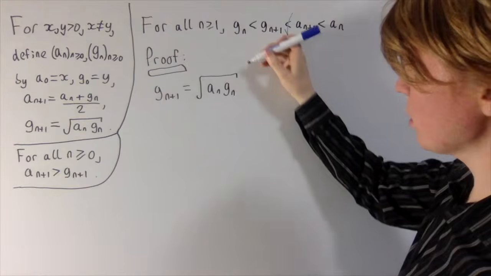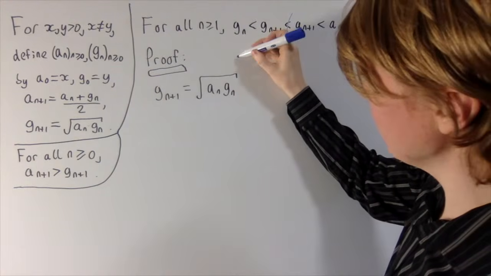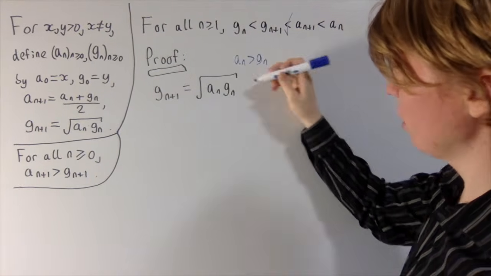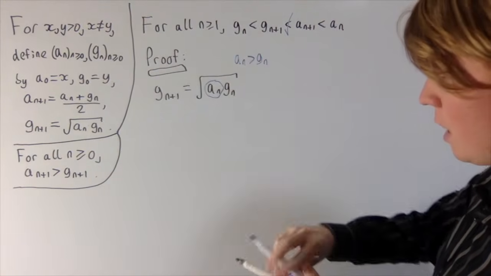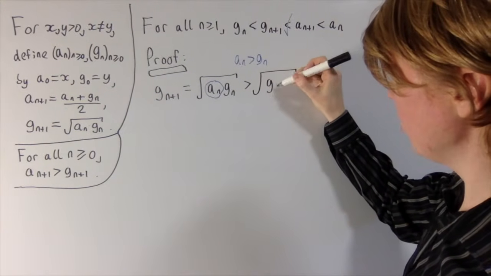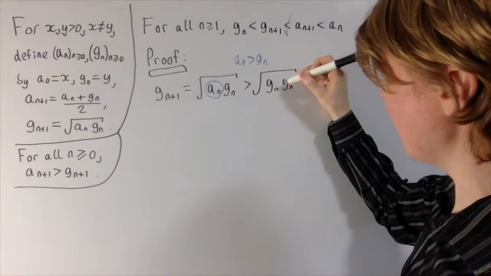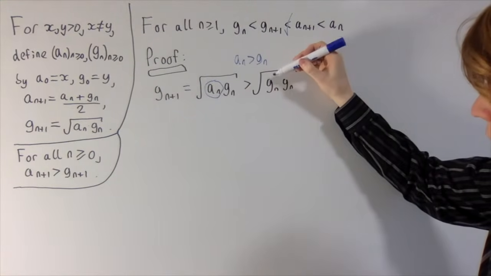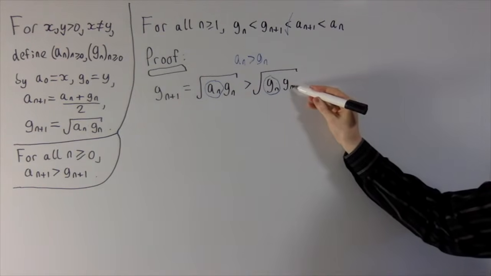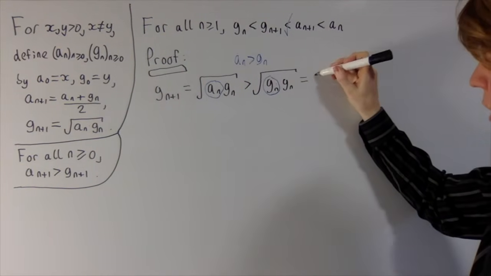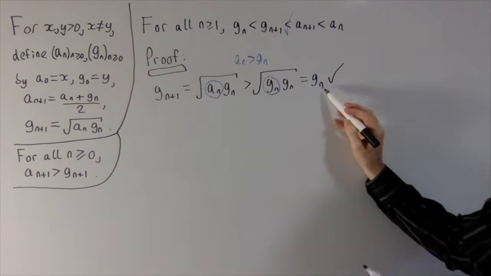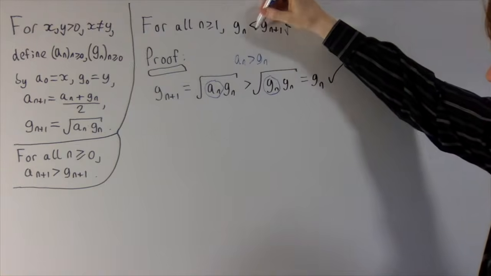And here we actually know that An is greater than Gn. And what we can do then is replace this An by a Gn. And what we'll get is Gn multiplied by Gn. So here, because we know that An is greater than Gn, replace this, we get a strict inequality. This here is just Gn squared. The square root of that gives us Gn. So Gn plus 1 is indeed strictly greater than Gn. So I'll tick this one off.